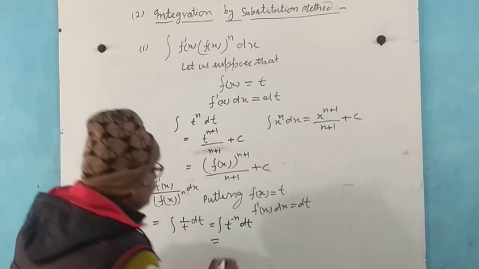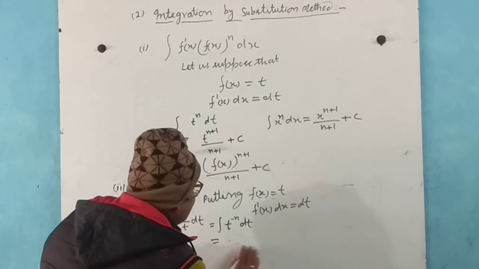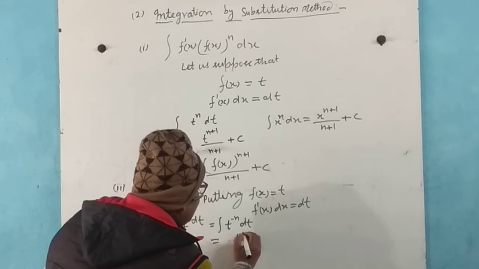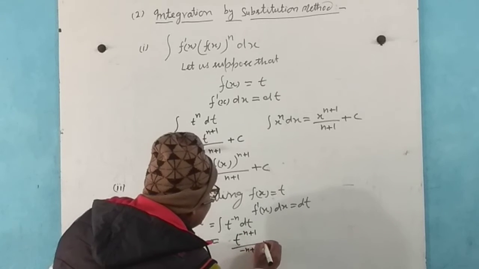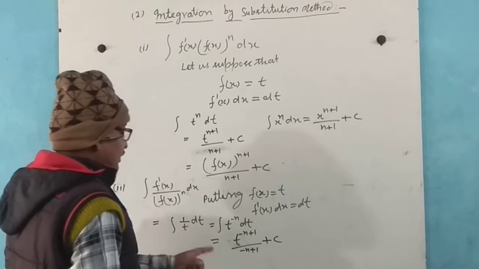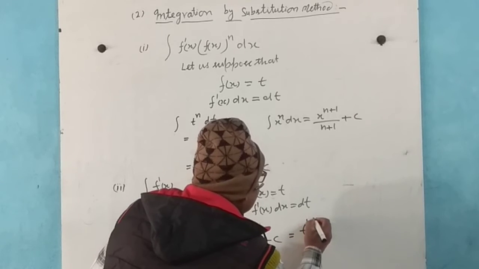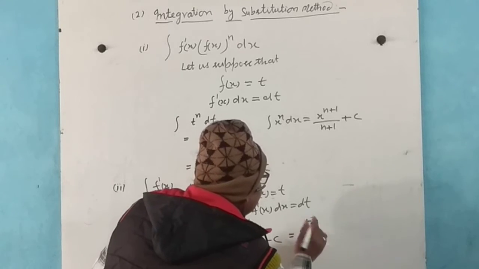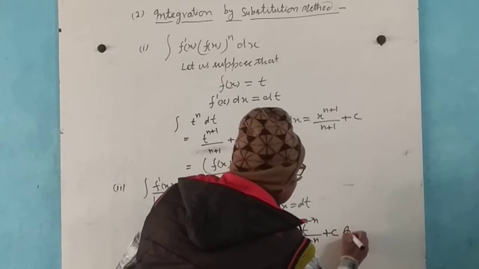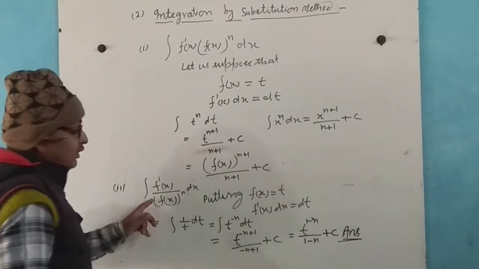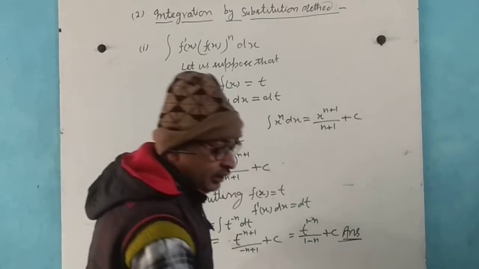Now integrating this, t to the power minus n plus 1 divided by minus n plus 1 plus integrating constant c, so this is equal to t to the power 1 minus n divided by 1 minus n plus c. This is the integration of these functions.